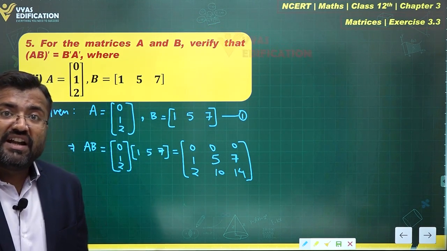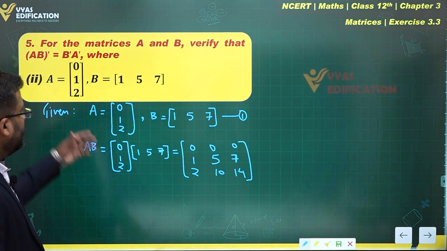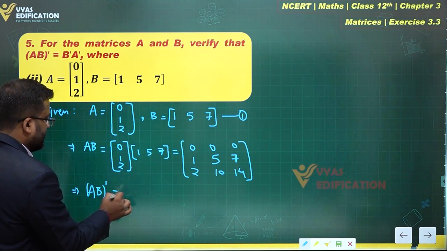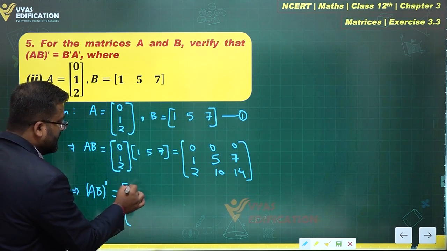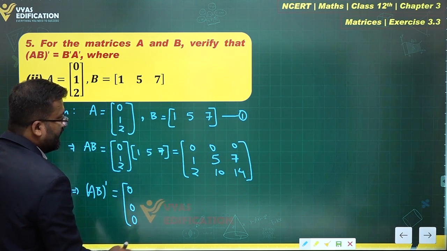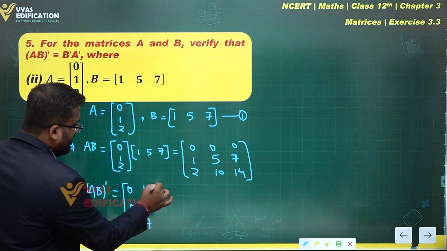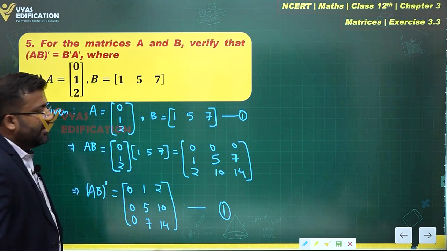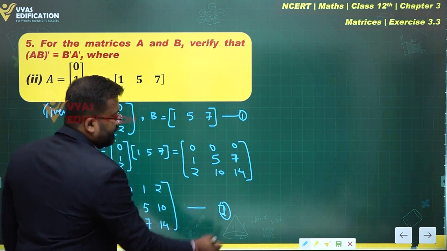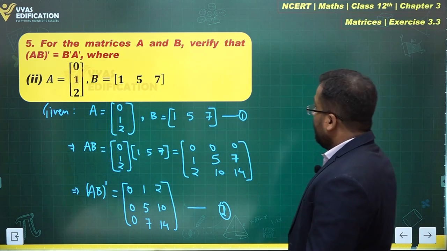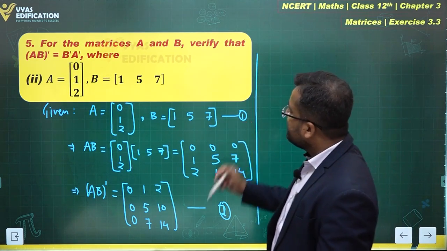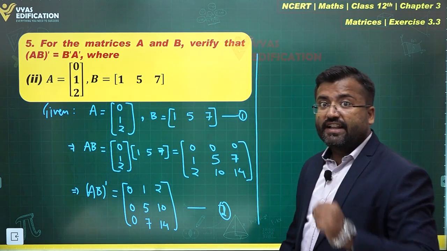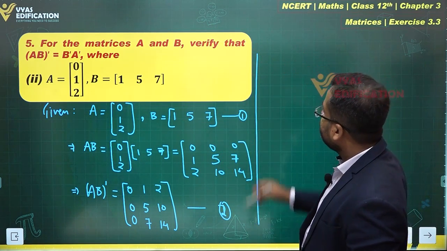And after you have obtained the matrix AB, can we find the transpose of AB? Therefore, AB transpose, take the transpose, and what you get is 0, 0, 0 over here, 1, 5, 7 over here, 2, 10, 14 over here. This is the matrix. Let's call this statement 2. What else? Now I can find B transpose and A transpose first of all, then take the product for getting the RHS. So let's do it.